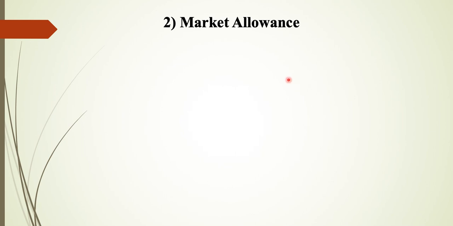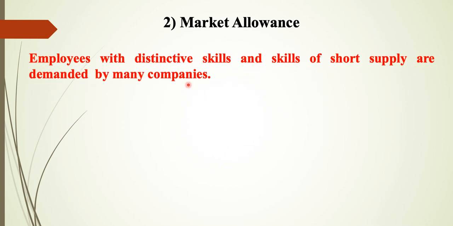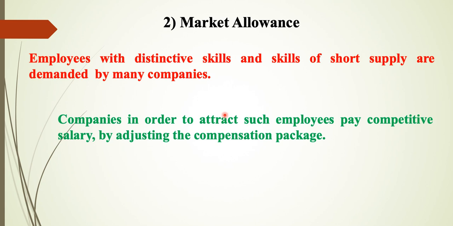Now we'll understand what market allowance means. The first point is that employees who have some distinctive skills, and skills in short supply, are demanded by many companies. As this skill in the market is short, and some employees have distinctive skills, the demand for such employees would be higher in the market. So companies, in order to attract such employees, pay competitive salary by adjusting the compensation package.